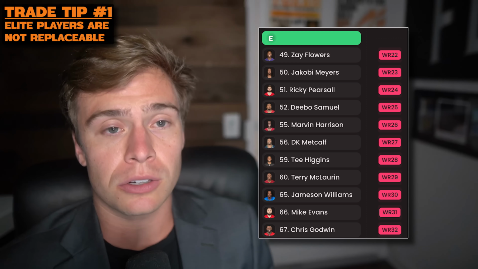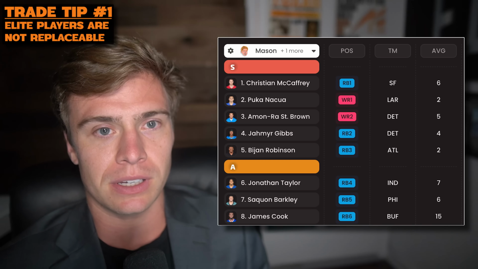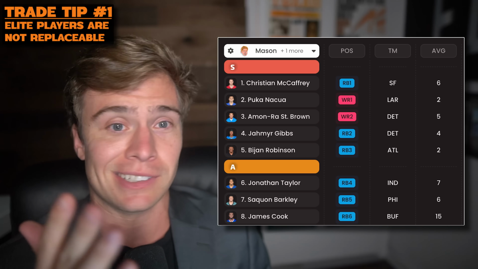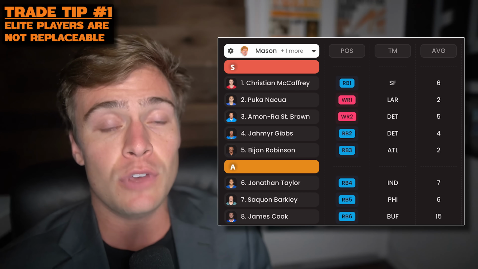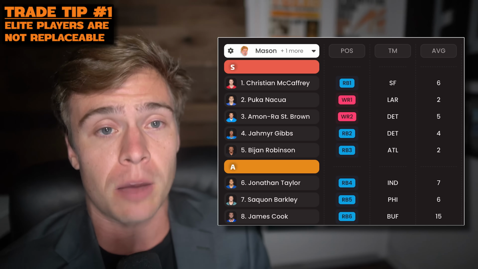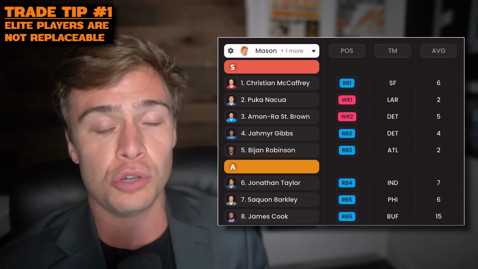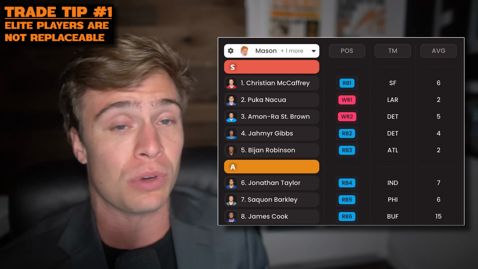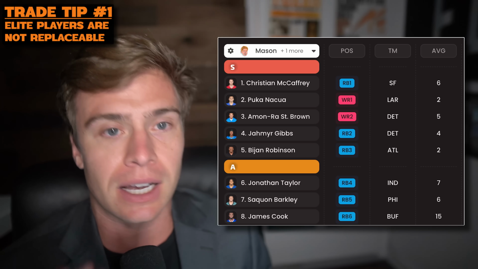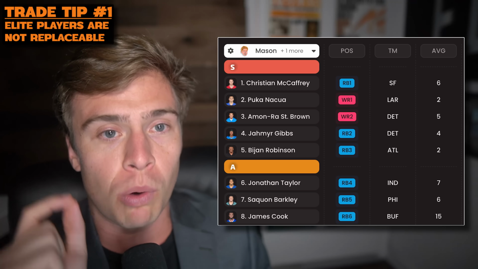So I want you to understand, if you have Puka Nacua, if you have Bijan Robinson, I would have included CeeDee Lamb on this list if he wasn't about to hit the IR. If you have one of those blue chip players, you hold on to them, and if you get the opportunity to trade for them, you go for it and you do not hesitate. You can quote unquote overpay, you can quote unquote lose the deal. It doesn't matter. If you have McCaffrey and Puka Nacua on the same team, you are winning this year.